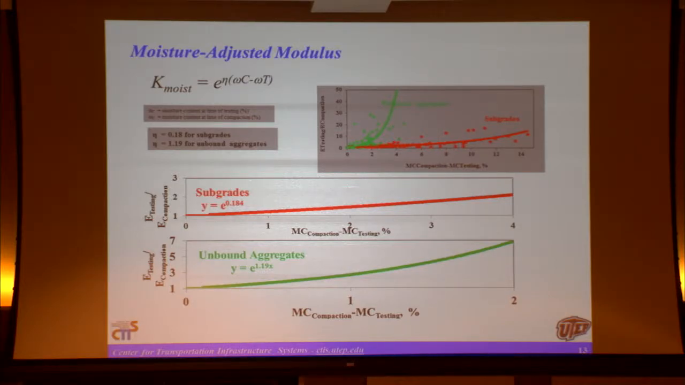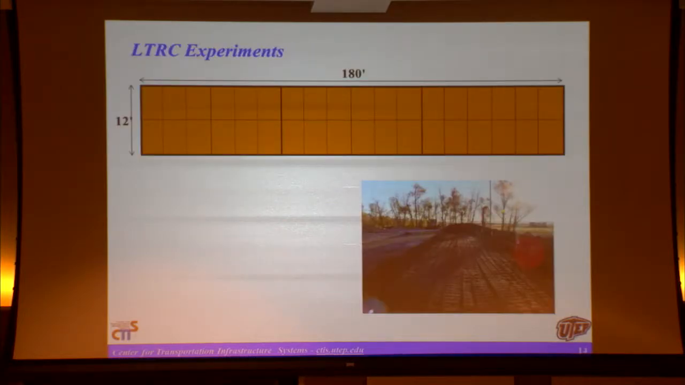If you're dealing with a typical subgrade, you see that if you let it dry by 4%, you're going to get a factor of 2 difference in the modulus. But you see at the beginning, they are very close to 1. So you have a window to do the testing, and then you don't have to worry about the moisture anymore.